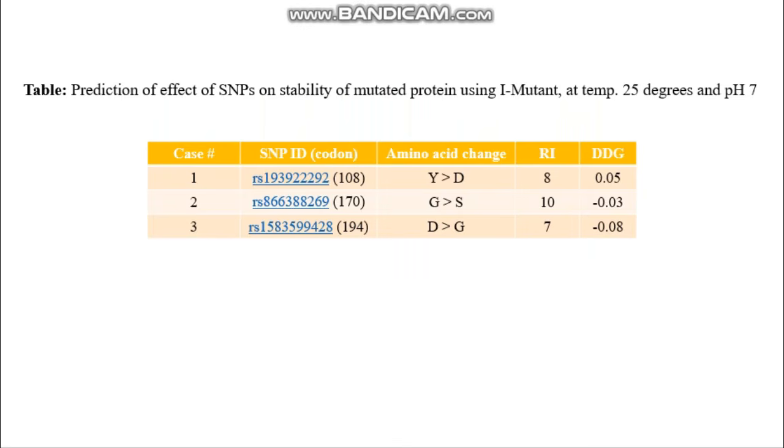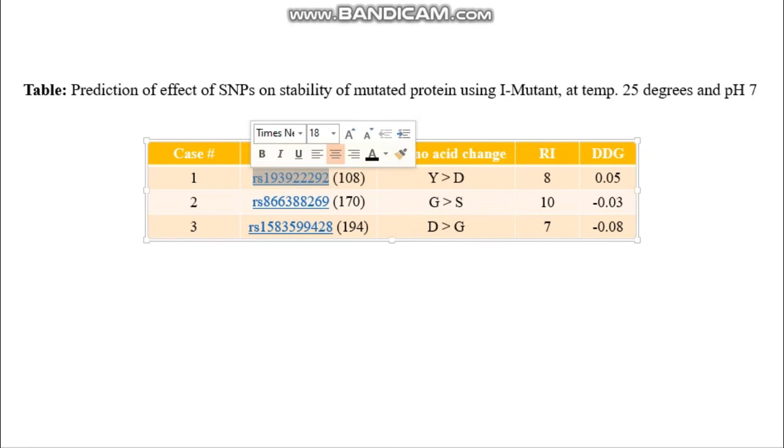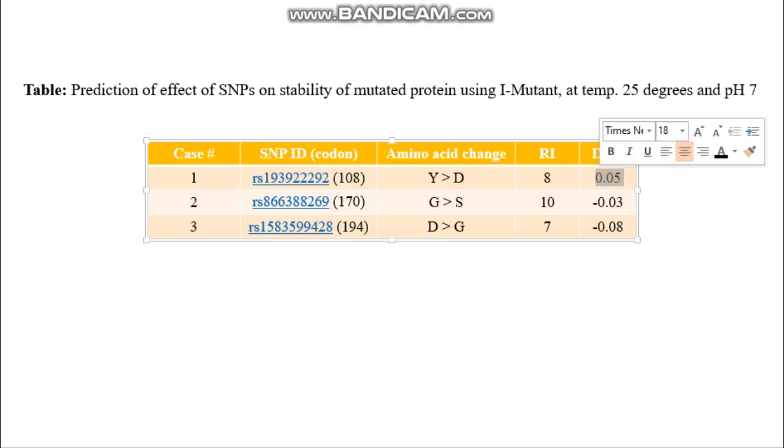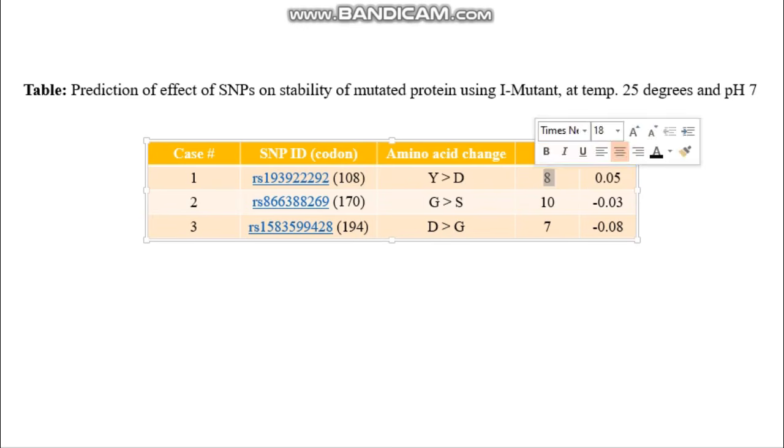Here I have mentioned how you will present the results in tabulated form. Case 1 is reporting an SNP. The SNP ID is given. The codon position, suppose, is 108 for the SNP, and at position 108 the Y has changed into D amino acid, and we got the DDG value for it plus 0.05, which is showing that this SNP is increasing the stability of the protein, and the reliability index is 8.